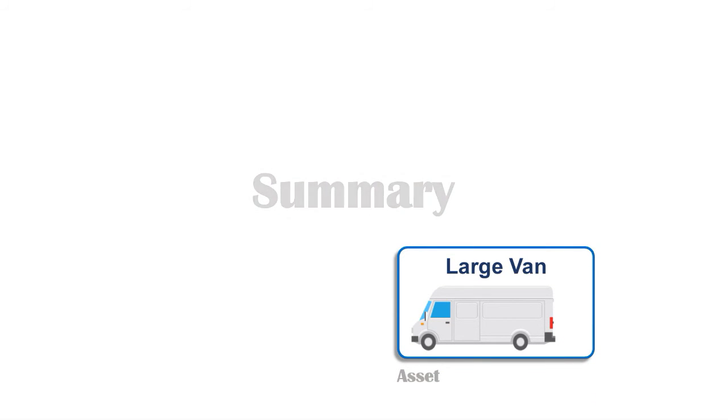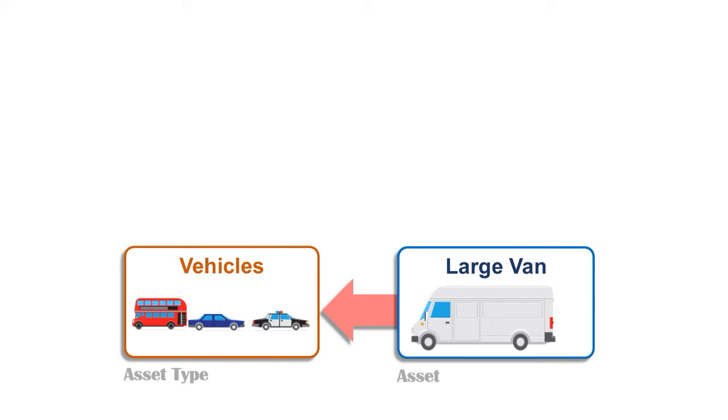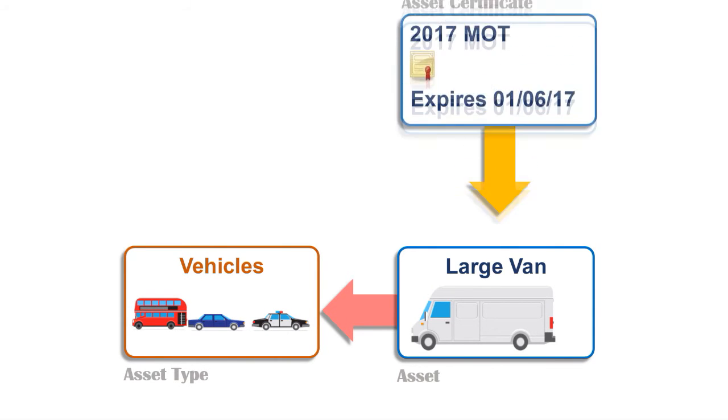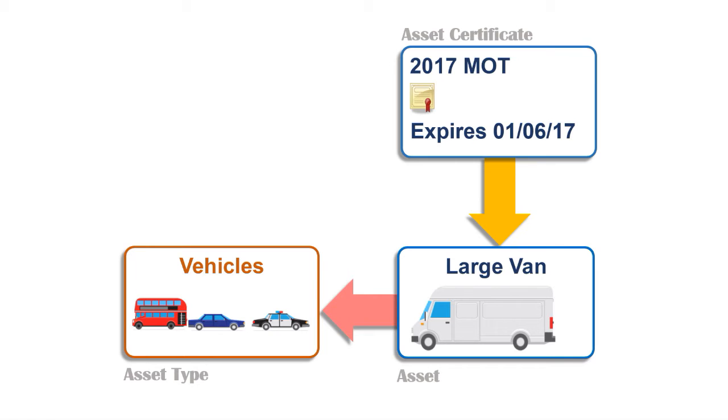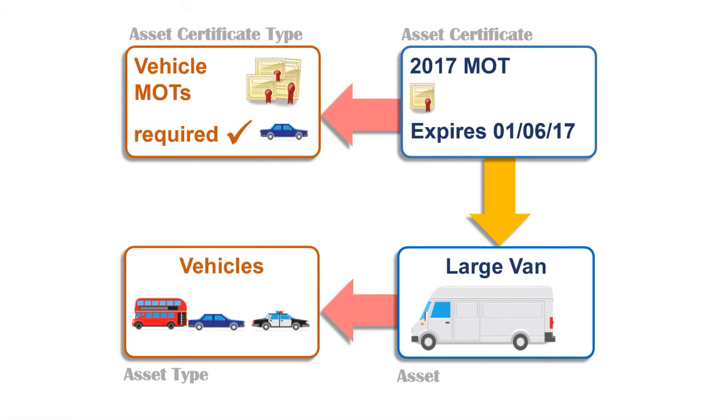Okay, let's finish off with a quick summary. There's our large van from earlier on, and we know that's of asset type vehicle. Let's give it an MOT certificate there, and we know that's of asset certificate type MOT. The final link is the asset certificate type vehicle MOT is related to vehicles.